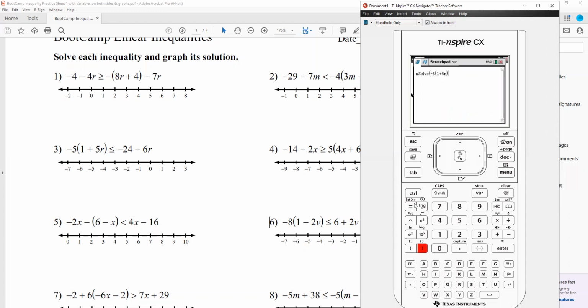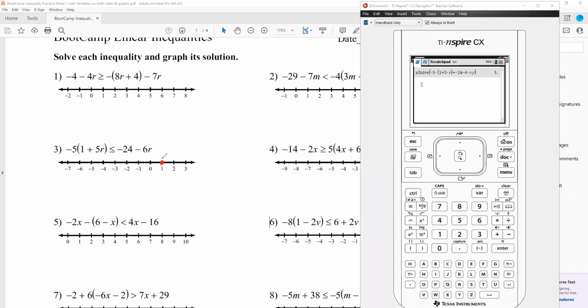Close the parenthesis, and then I put an equal there, and then I'm going to go -24 minus 6r. And then I put comma, and then the variable is r. Press enter. It tells me that the boundary point for this inequality is 1. So if I go and annotate, I'm going to put a closed circle right here on 1.